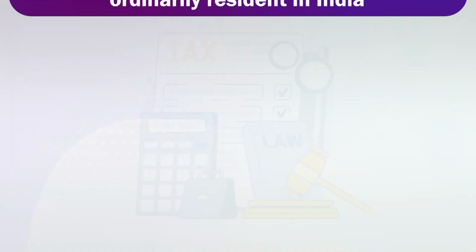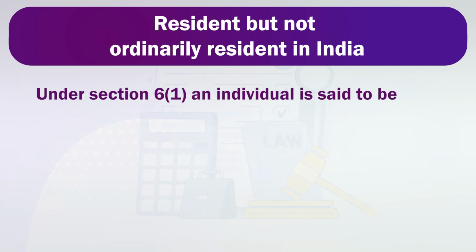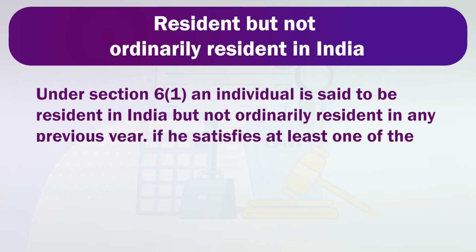For each residential status, specific conditions are given in the Income Tax Act. Let's discuss first the residential status which is resident but not ordinarily resident in India. Under section 6, subsection 1, an individual is said to be resident in India but not ordinarily resident in India in any previous year if he satisfies at least one of the following conditions.